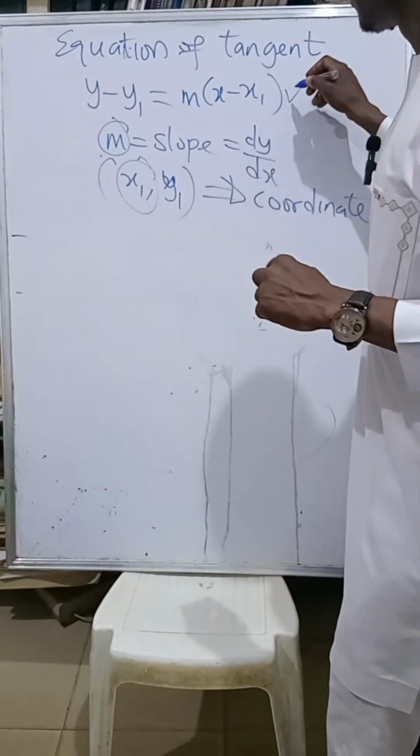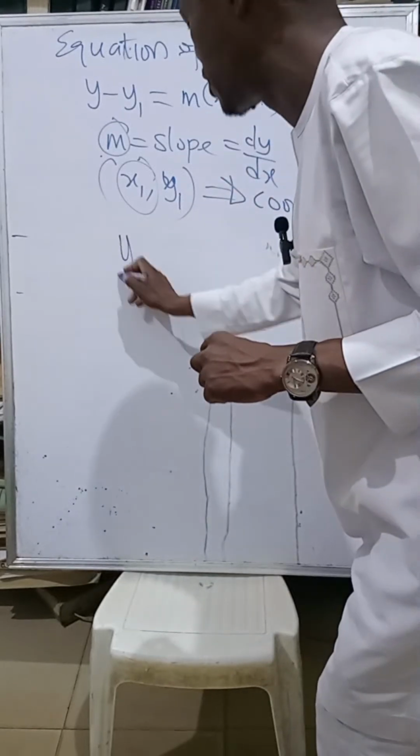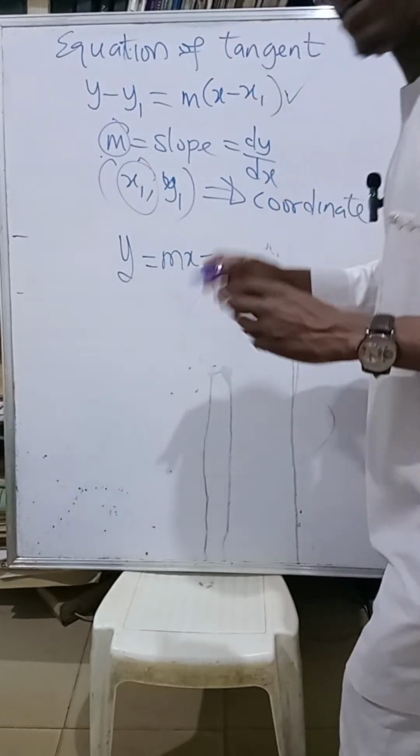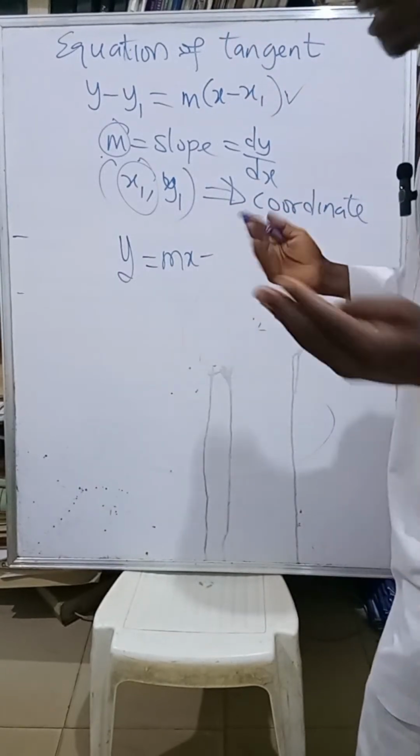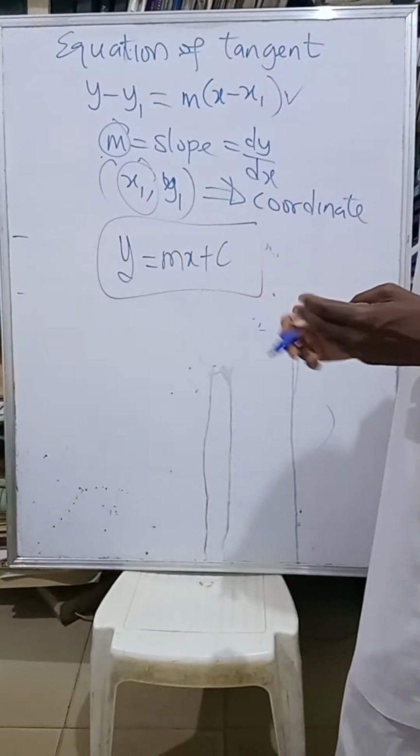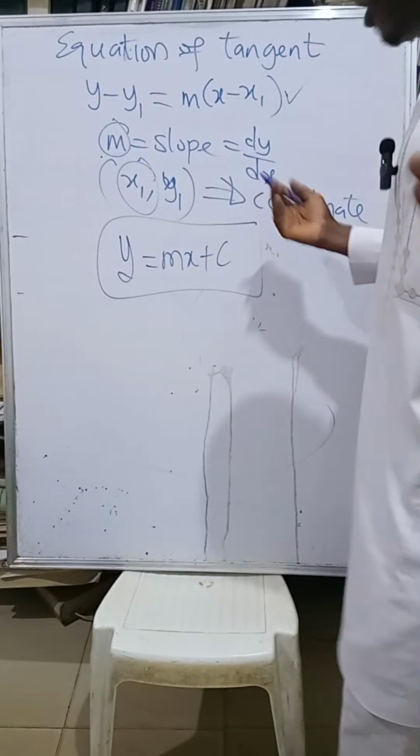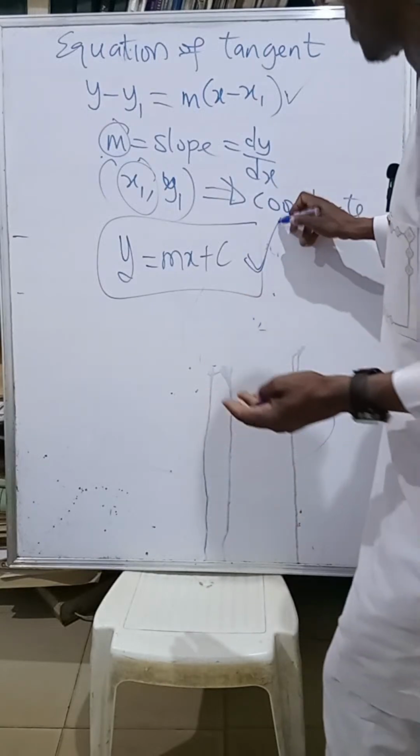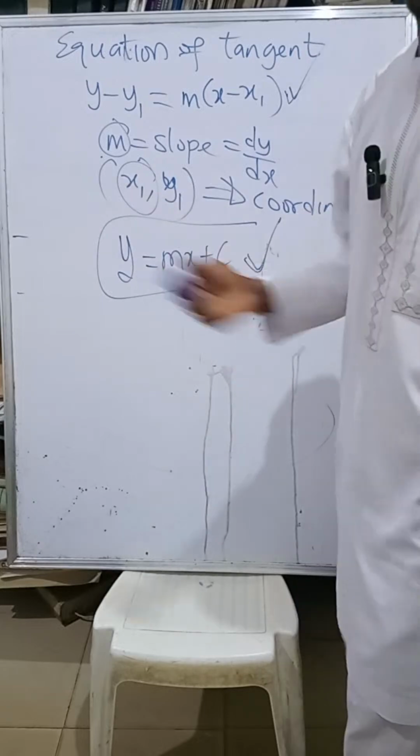And if you don't want to use this equation, you can as well use this one, the slope intercept form. You get the same answer. So the choice is yours to determine whether you want to use this one or this one. So these are the things we discussed.